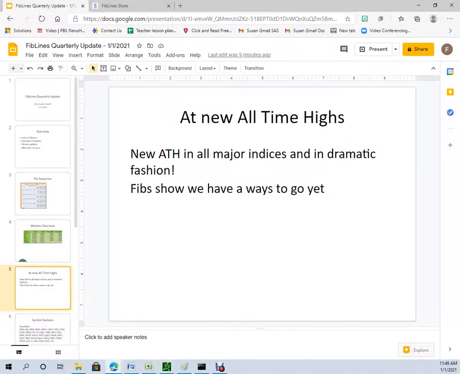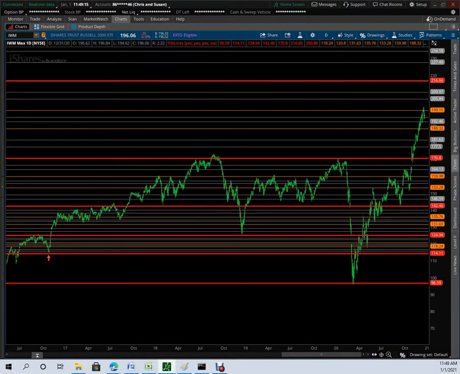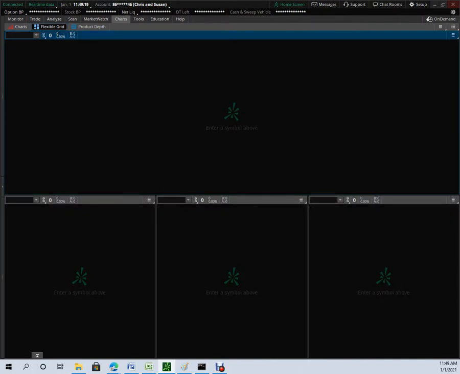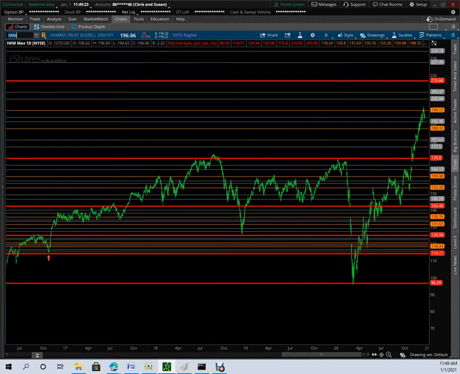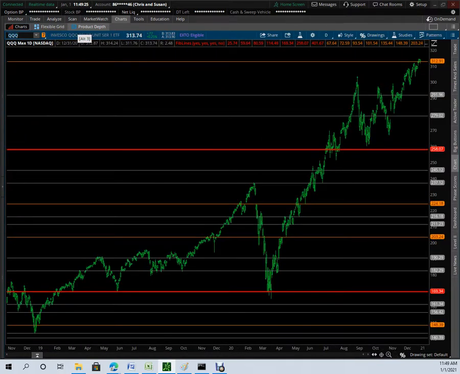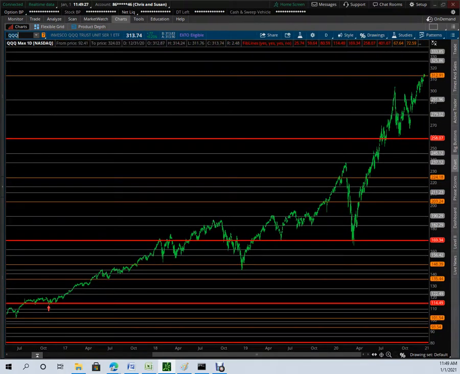So very interesting. With the fibs, we have a ways to go yet. You can see here in the IWM, we have up to 216, as it probably hit the next major level. And the Qs, of course, let me get rid of this charts thing. You can see we're at some resistance here as well, but we have quite a ways to go.